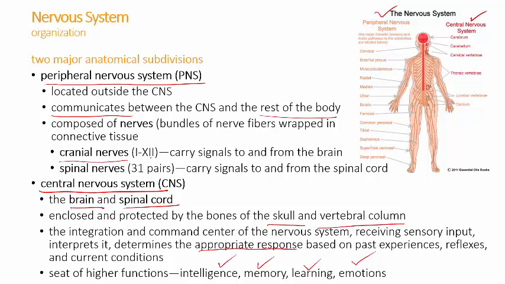The spinal nerves, there are 31 of them, one pair associated with each of the vertebrae of the body. They carry the signals to and from the spinal cord. And then once we're in the spinal cord, we're talking about the central nervous system again. So spinal nerves, 31 of them, cranial nerves, 1 through 12.